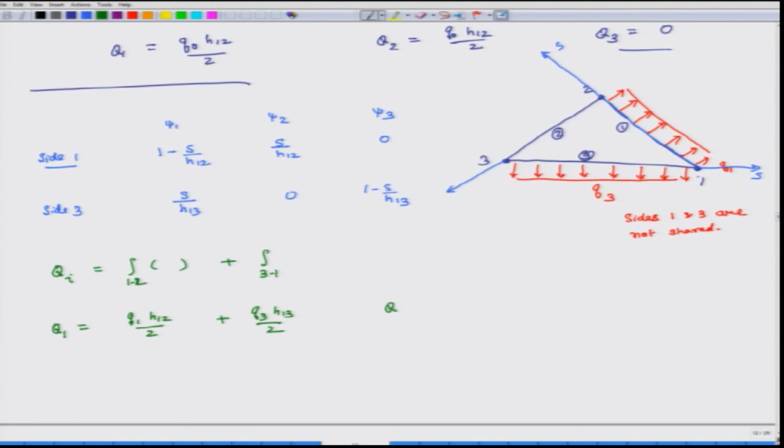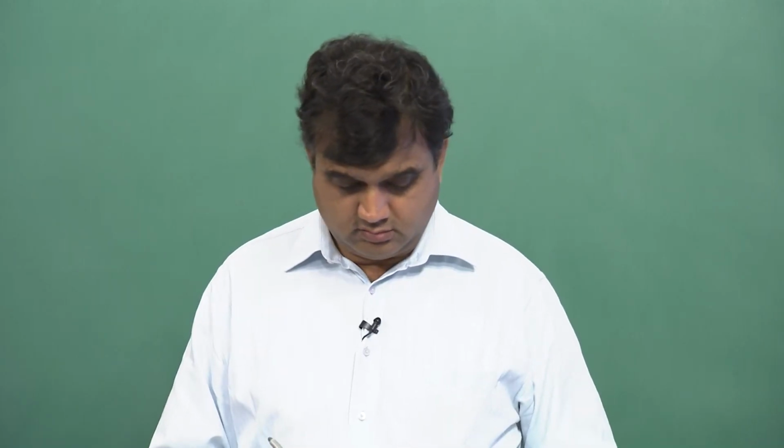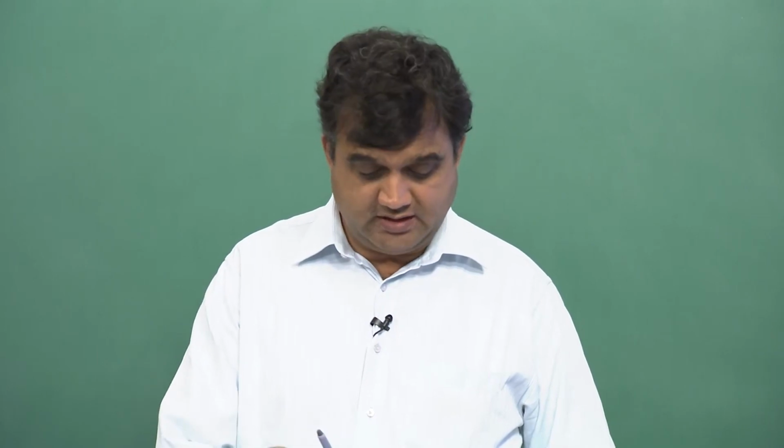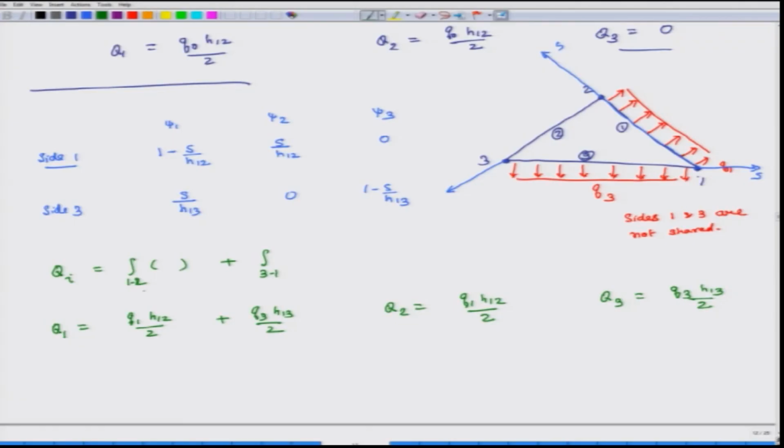Q2 will be Q1 H12 by 2, and Q3 will be Q3 H13 by 2. Once again, you please work out the details, because I have omitted a few steps. You have to calculate these integrals, then you will see how these numbers come.